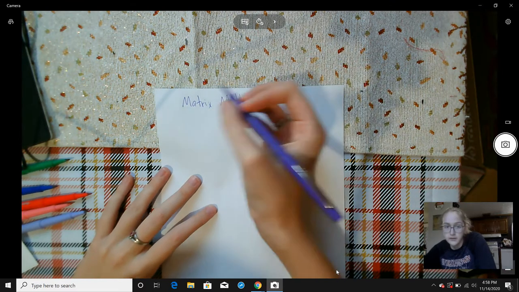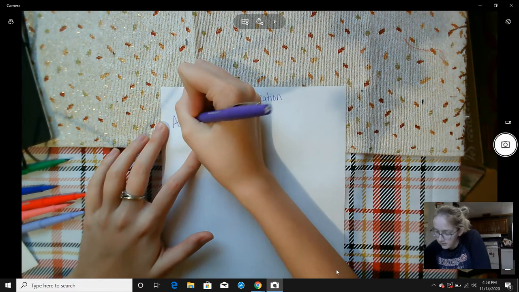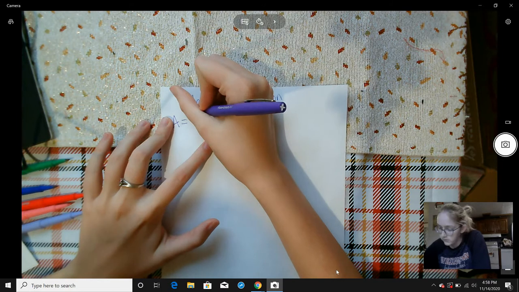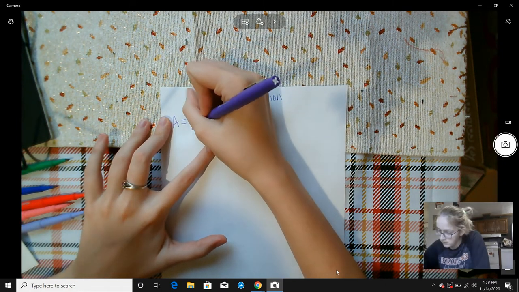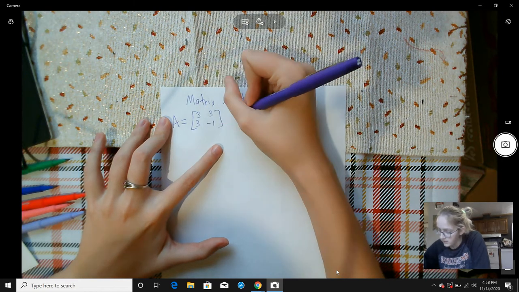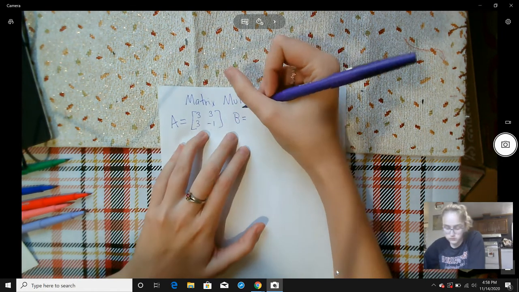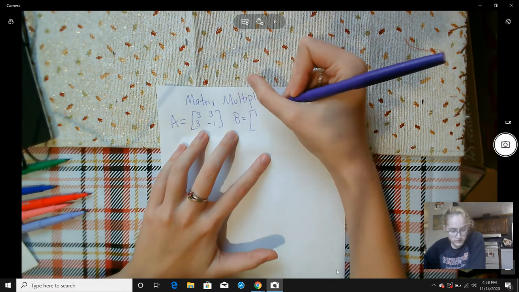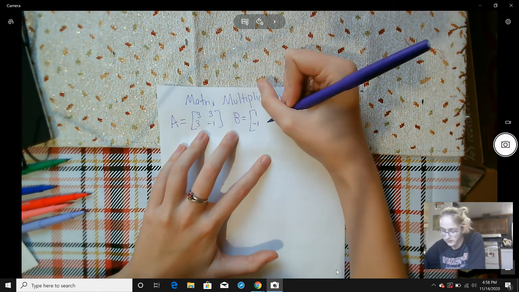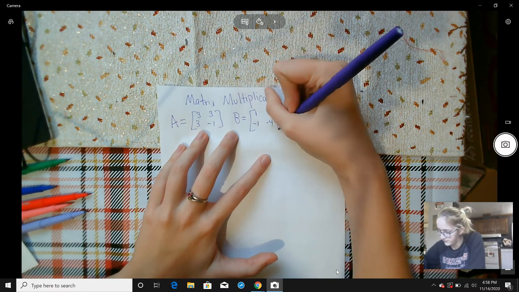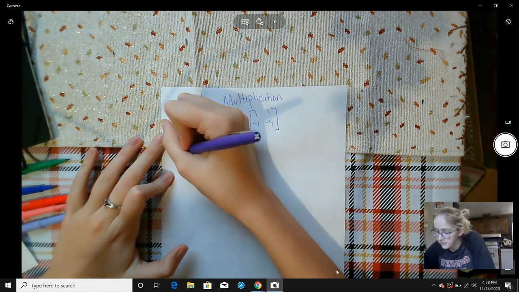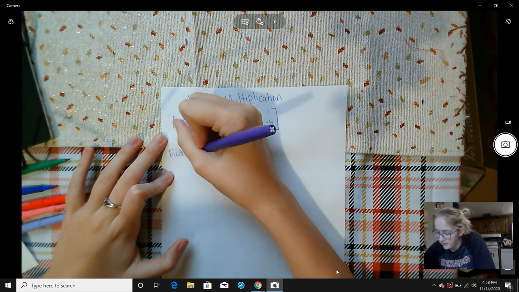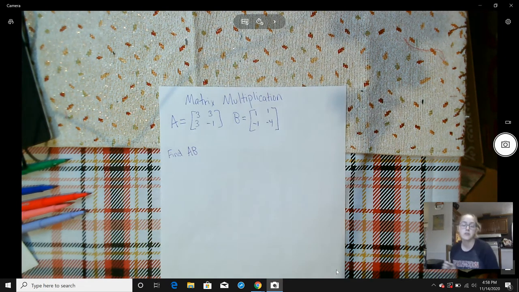So if you have matrix A, which is equal to 3, 3, 3, negative 1, and you have matrix B that is equal to 1, 1, negative 1, and negative 4, and we want to find AB. So we want to multiply matrix A by matrix B.